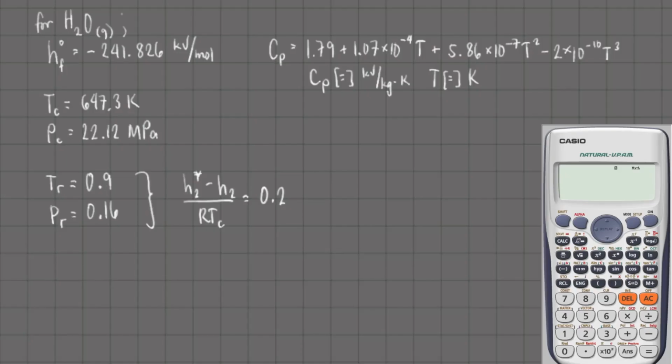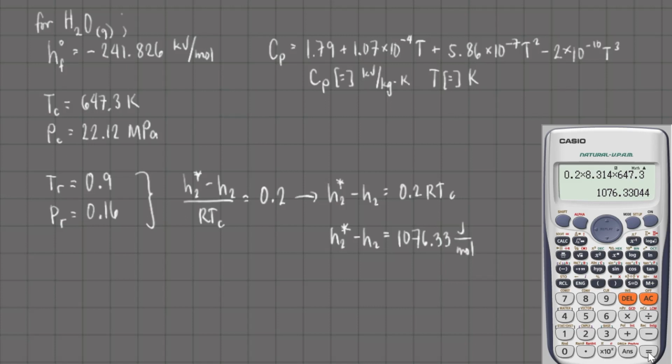From the knowledge of the value from our Lee-Kessler generalized enthalpy departure chart, we simply have to rearrange this expression in order for us to solve for the enthalpy departure of our second state. This is 0.2 times RTc. Substituting, we have 0.2 times R, that is 8.314, in joules per mole per Kelvin, and we multiply it by the critical temperature, 647.3 Kelvin. Our H2 asterisk minus H2, or our enthalpy departure for the given state, is equal to 1076.33 joules per mole.